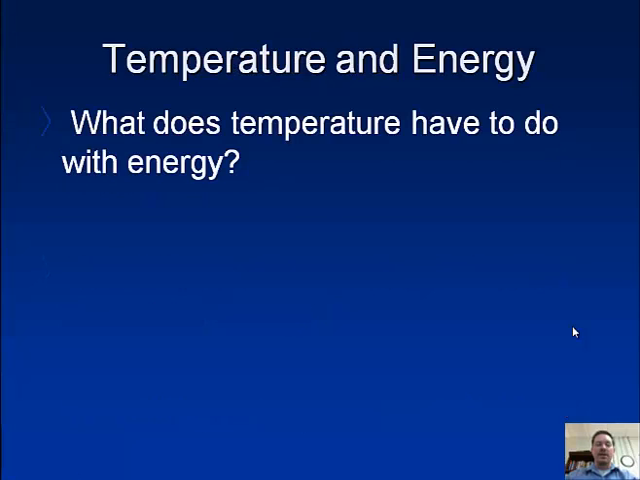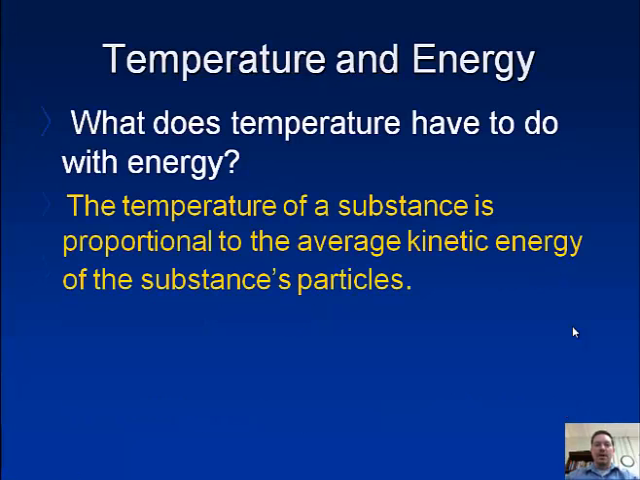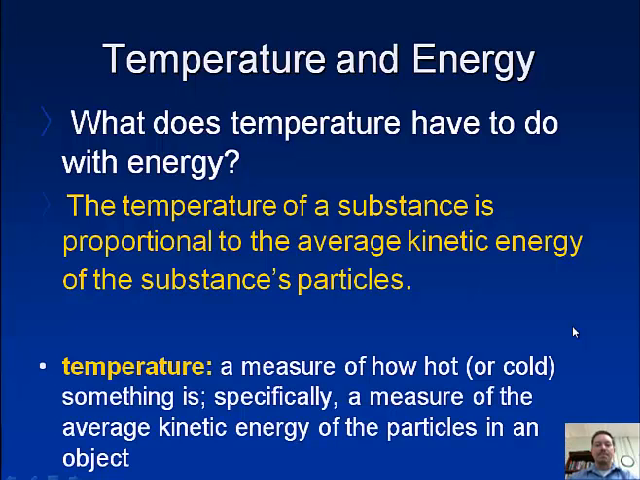To start looking at this first question, the temperature of a substance is proportional to the average kinetic energy of the substance particles. How fast those particles are moving is basically an average of what the temperature is of an object. So we can define temperature as a measure of how hot or cold something is, and specifically we're measuring the average kinetic energy of the particles in that object.